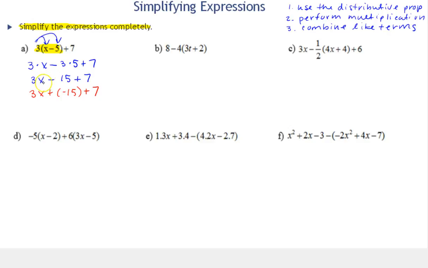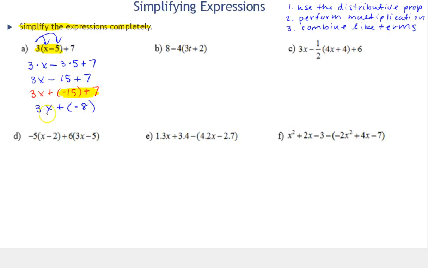And this is a step we're going to do for a while. Eventually, you probably won't need to do this step, but I want you to see that when we're combining the 15 and the 7, it's not that 15 plus 7 is 22. We're thinking of this subtraction sign as adding a negative. So now, negative 15 and 7 are like terms, so we can combine them, and we have 3x plus negative 8.